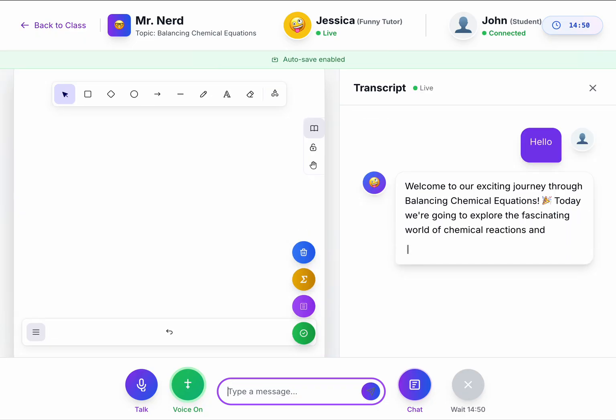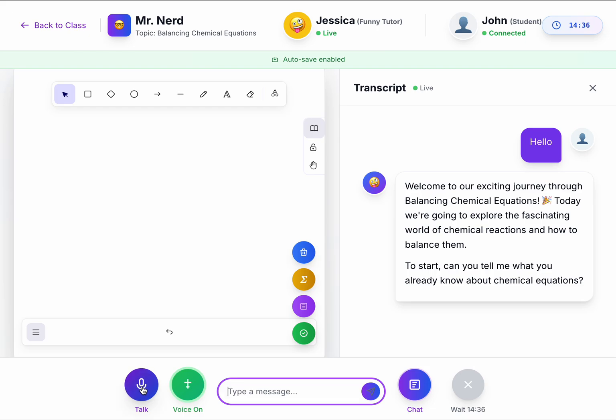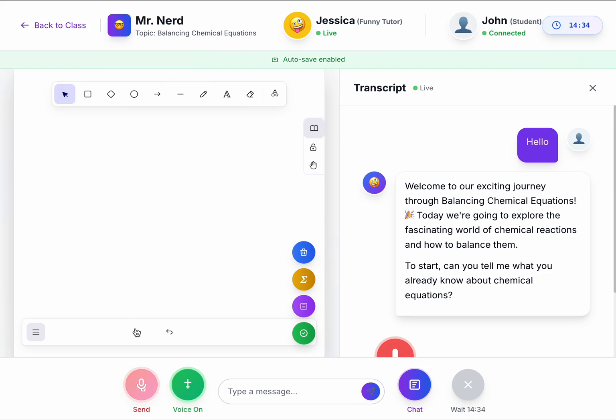Welcome to our exciting journey through balancing chemical equations. Today we're going to explore the fascinating world of chemical reactions and how to balance them. To start, can you tell me what you already know about chemical equations? I know we have our reactants and products.